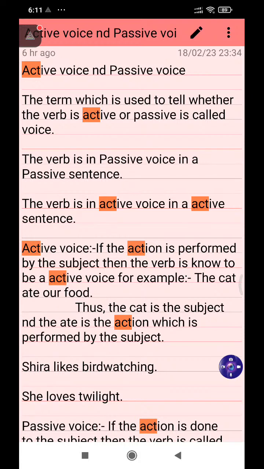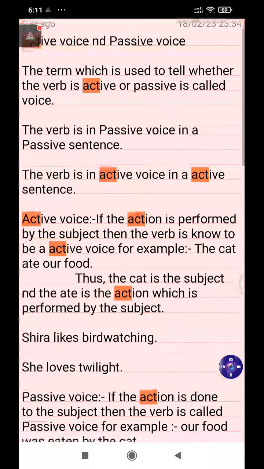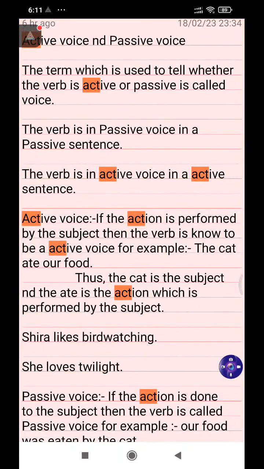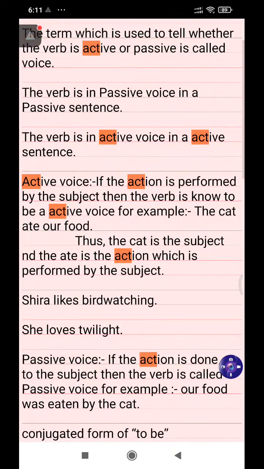And at last we have some exercises about it. The term which is used to tell whether the verb is in active or passive voice is called voice. While we read a sentence, we notice whether this sentence belongs to active voice or passive voice. So it's called a voice. The verb is in passive voice in a passive sentence. The verb is in active voice in an active sentence.